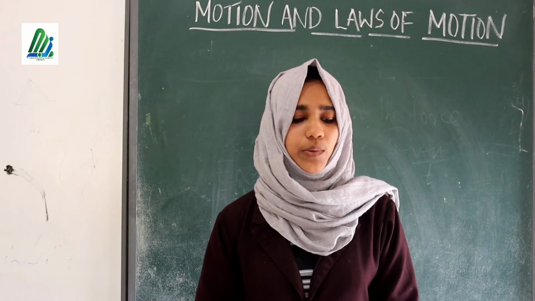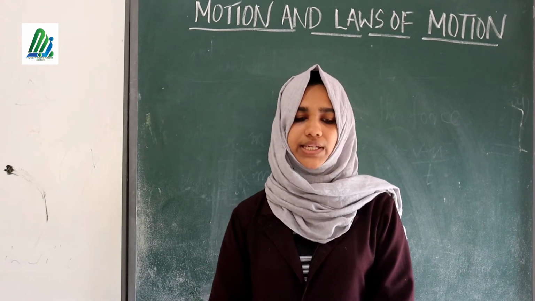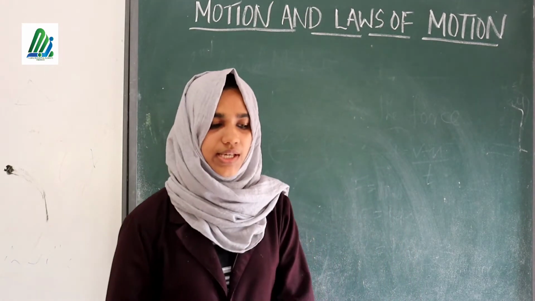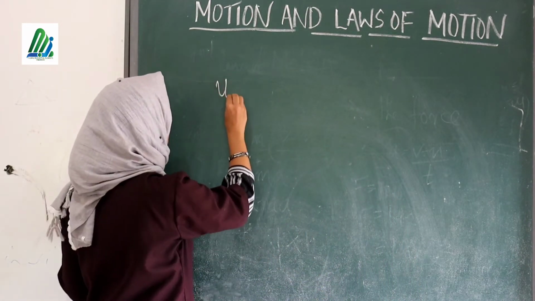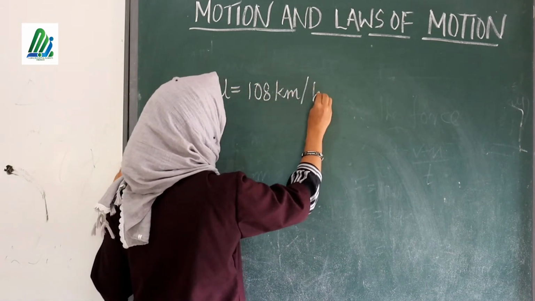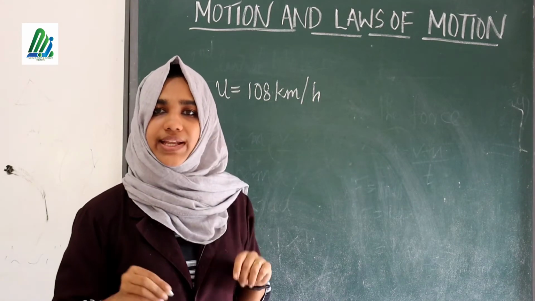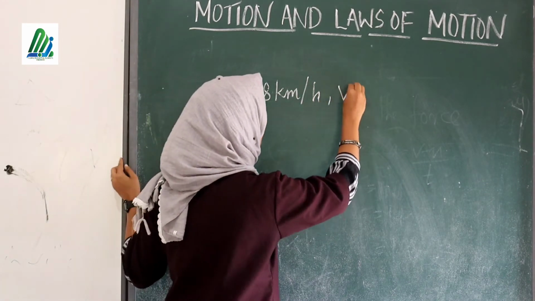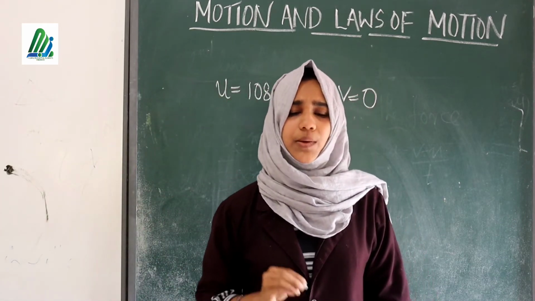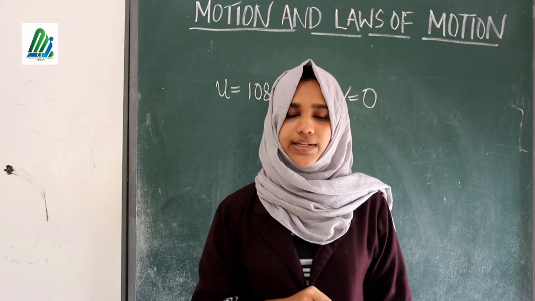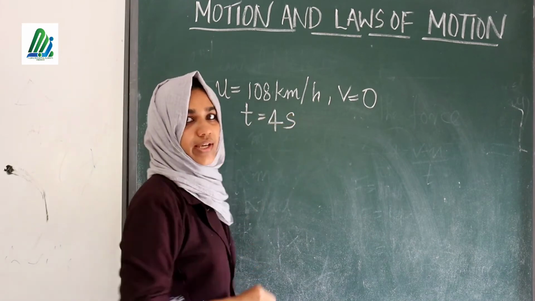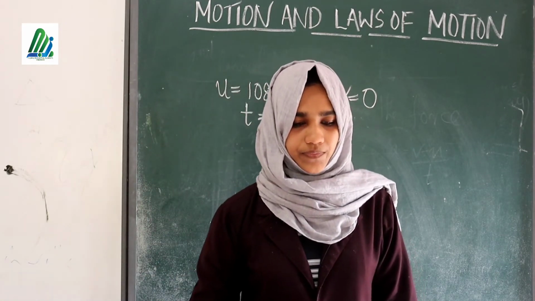Once again, a car moving with a speed of 108 km per hour comes to rest. Here the initial velocity is how much? Here the initial velocity is 108 km per hour. Then the car comes to rest. That is the final velocity. So we can write final velocity is equal to 0. Is it clear? Then comes to rest after 4 seconds. Here the time is also given. Here the time is 4 seconds.